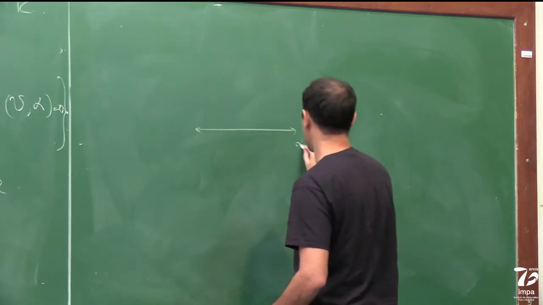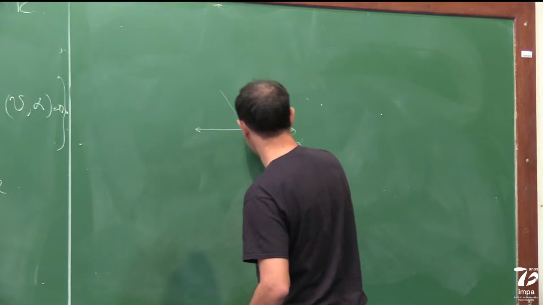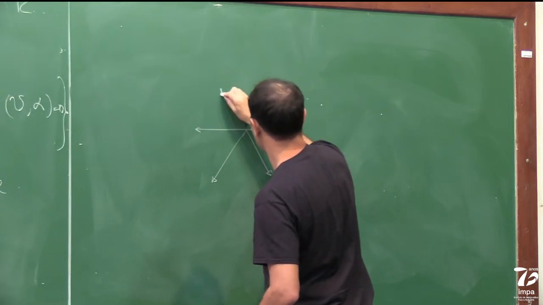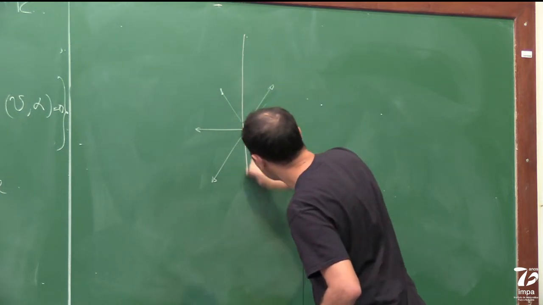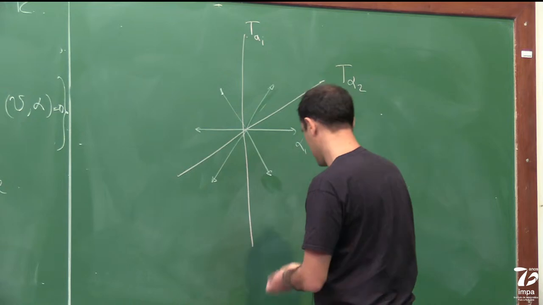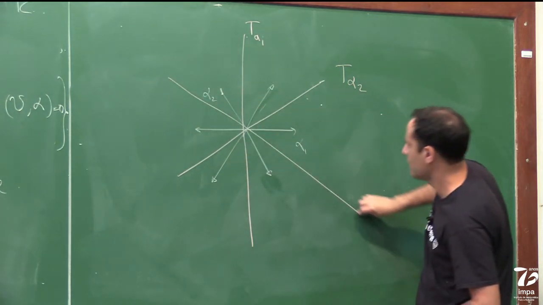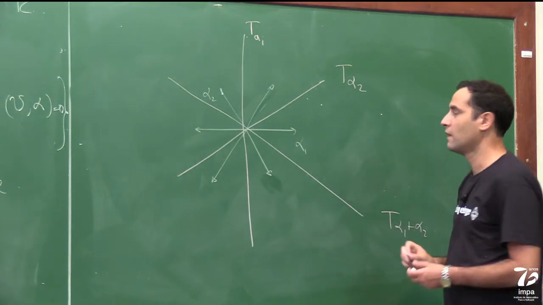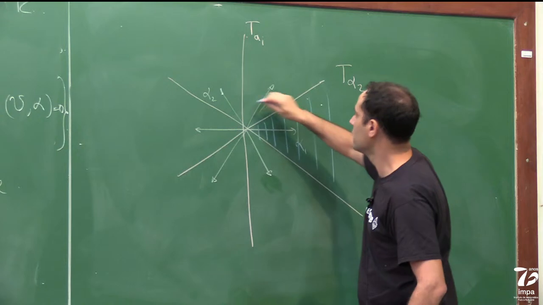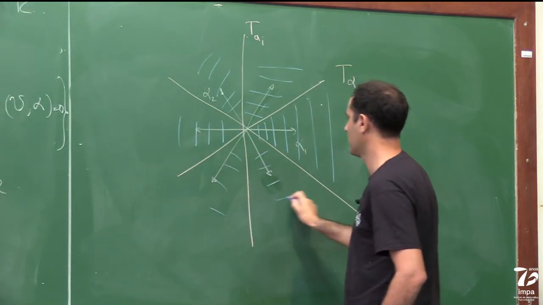OK, so let's suppose that this is alpha 1. And let's suppose that this looks like 60 degrees, perhaps. That more or less looks like 60 degrees. Probably like this. OK, so now it looks a little bit more like it. This is T alpha 1. And now this is T alpha 2. Here is alpha 2. And somewhere like here is T alpha 1 plus alpha 2. And the connected components are six of them. This is one connected component. This is the other connected component, and so forth.